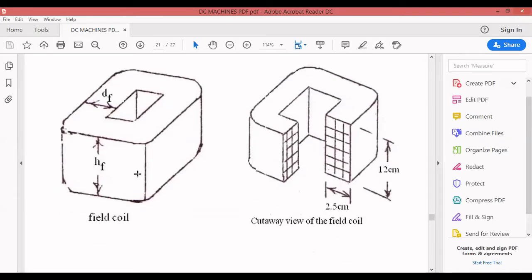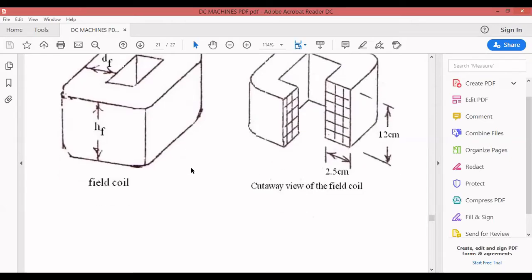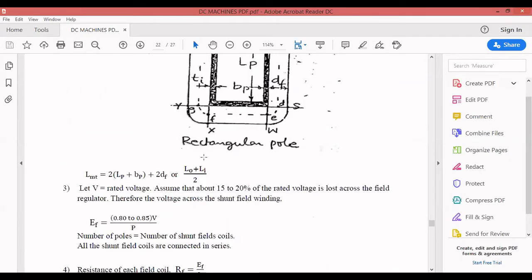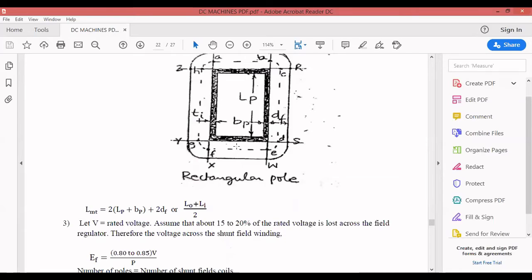Then two side lengths of the pole. Length of the pole means here one length of the pole, here one length of the pole, and depth is nothing but your depth of the pole. Here one and here one. So you're going to take lengthwise 2 times, depthwise 2 times. BP is nothing but width of the pole, LP is nothing but length of the pole, DF is nothing but your thickness or depth of field winding.